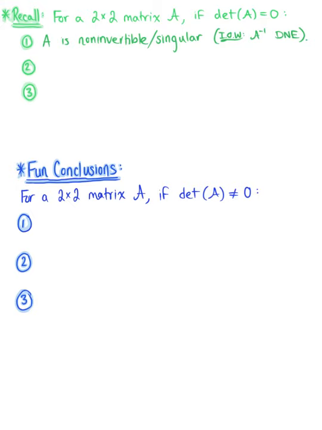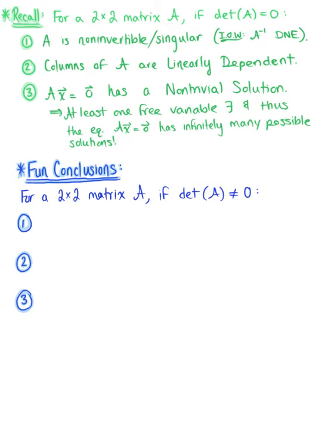Now we've also just shown that if matrix A is non-invertible, then the columns of matrix A are linearly dependent, or form a linearly dependent set. And now by definition, if the columns of matrix A are linearly dependent, then the corresponding homogeneous equation has a non-trivial solution, implying that a free variable exists, and the homogeneous equation will have infinitely many possible solutions.